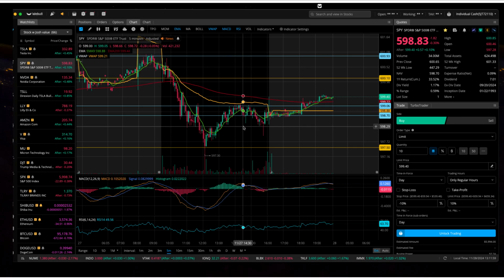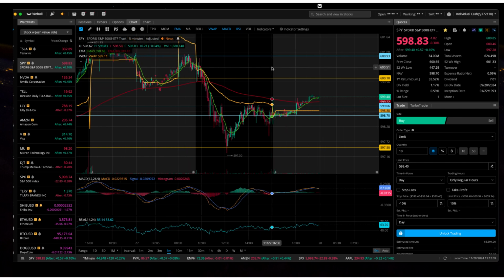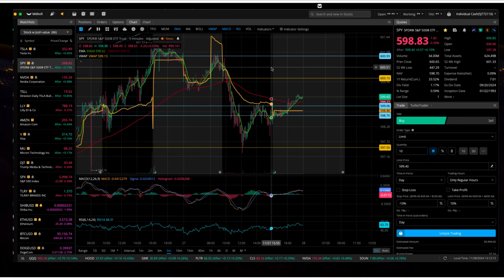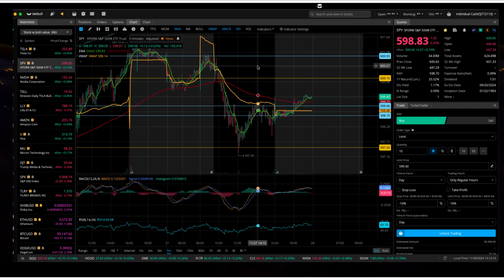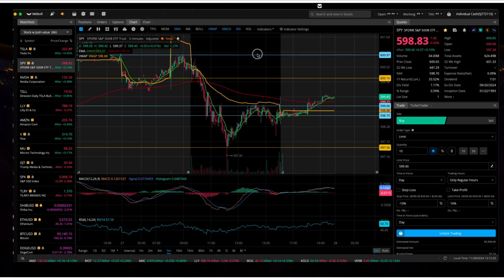So the early setup, it was a couple of my levels here. 600 was a support level. Of course, like 601 because that was previous highs up in that area. So pre-market highs, I marked 690, something like that, right at 601.